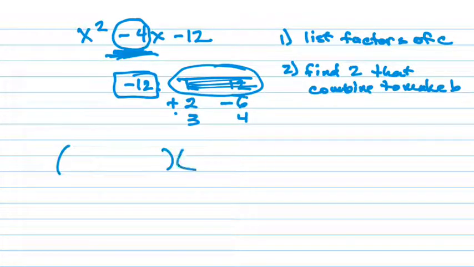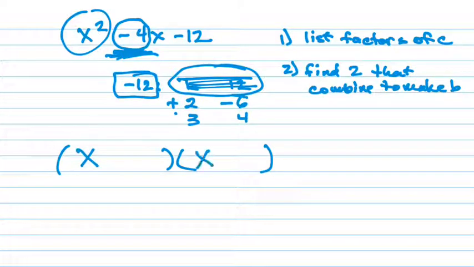So, now the x squared part's easy because x squared can only be x times another what? X. What are the two numbers with signs that I chose to replace my 12? Plus 2 and minus 6. And there's our answer.